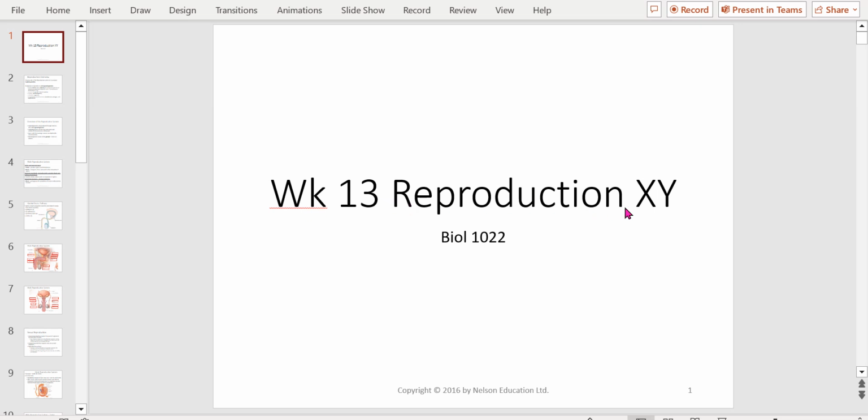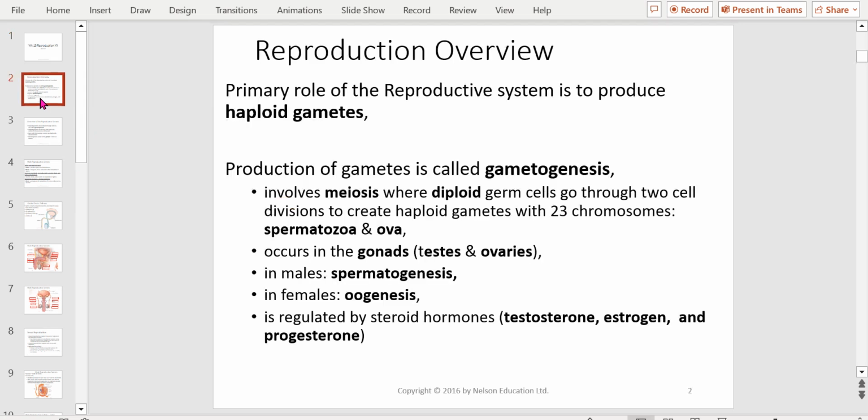Week 13, reproduction, and we're going to focus on the male anatomy. Reproductive overview: as you will remember from the last slide, this should look kind of familiar. The primary role of the reproductive system is to produce haploid gametes, right? Our DNA is diploid, gametes are haploid.